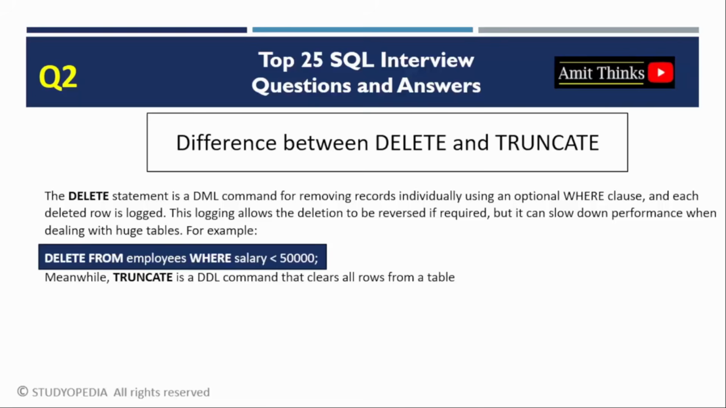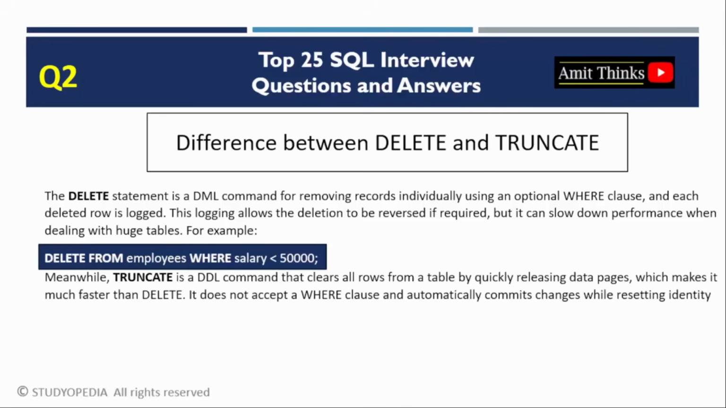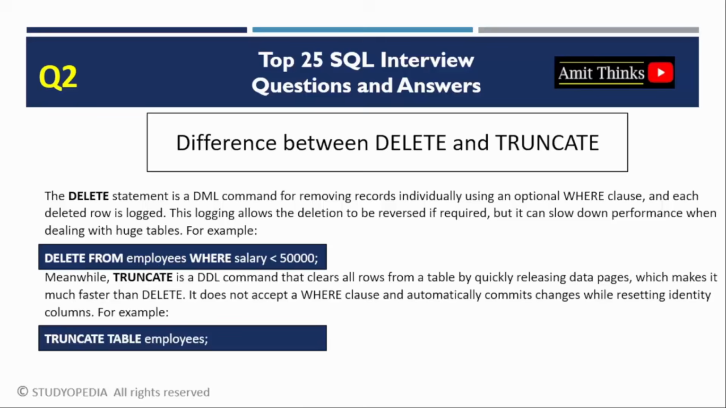Truncate is a DDL command that removes all rows by deallocating data pages. It is faster than delete as it minimizes logging and does not support a where clause. It resets identity columns and is auto-committed. Example, truncate table employees. Here we are using the truncate table command to remove all rows by deallocating data pages. Use truncate for full table clearance and delete for conditional removal.